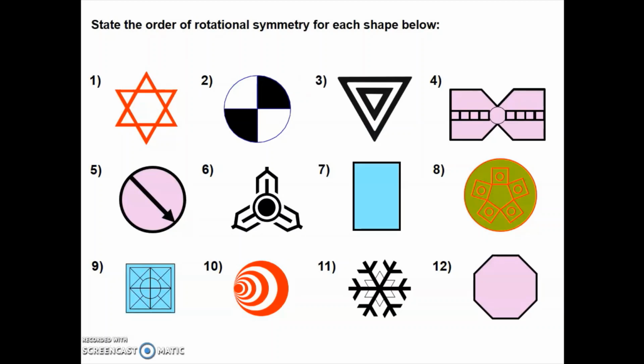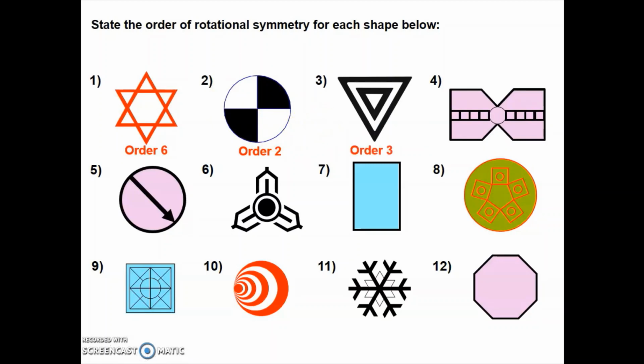Okay, welcome back. We'll just talk through some of the answers. For question 1, we have an order 6. For question 2, we have an order 2. Notice that when we're dealing with colors or shading within patterns and shapes, that also impacts on the order of rotational symmetry. So if the black section was to land here, that would not look like the original shape.